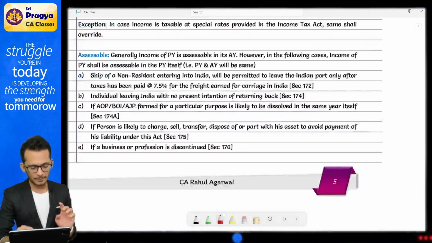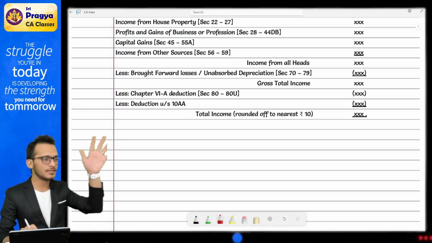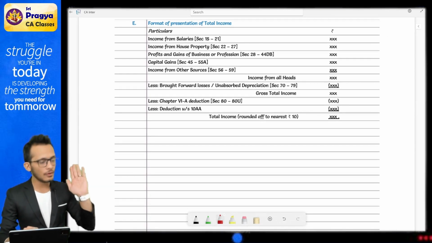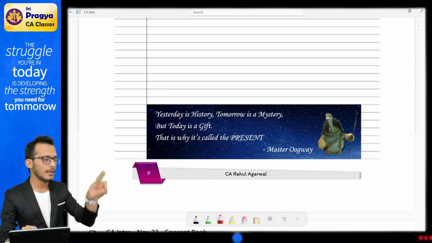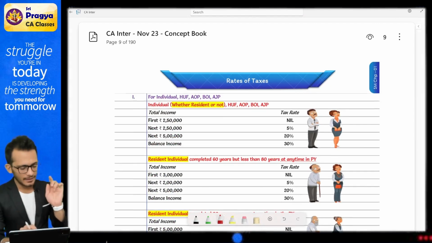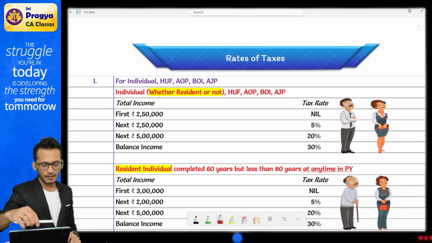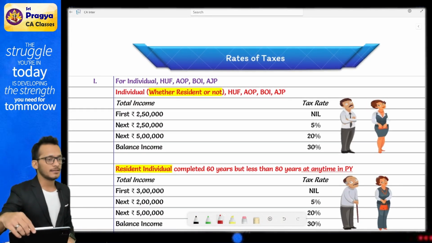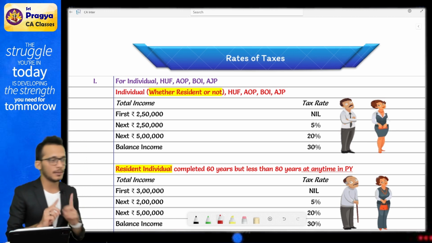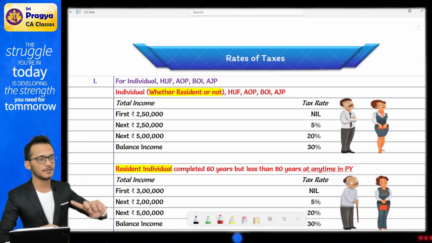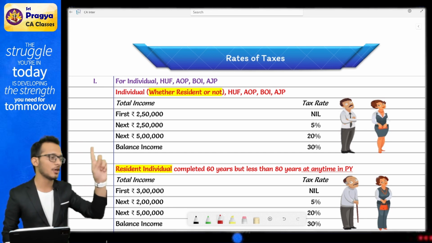With your chapter number 1 getting over, we are going to jump in our golden rules to step number 9, which is our rates of taxes. I want everyone's attention here. You are doing rates of taxes. In your rates of taxes, you have to learn about all rates of taxes, but for exam purpose, only one rate of taxes is important, which is your individual.